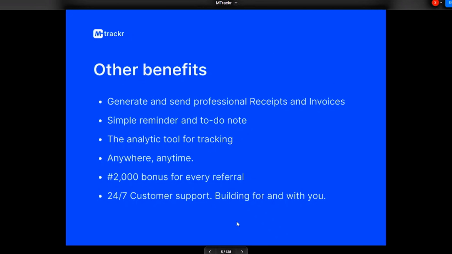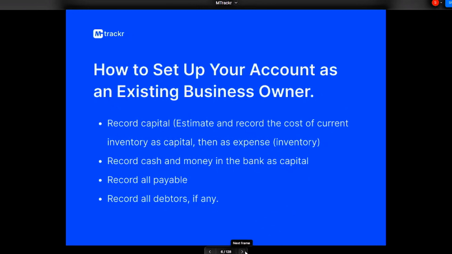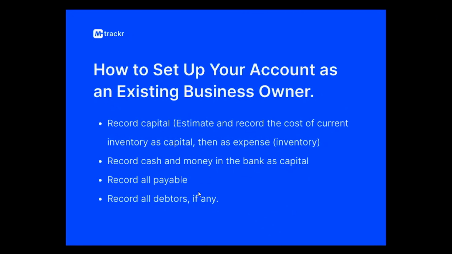So the first thing to do to set up your account as an existing business owner is to first record your capital. And of course, in that case, you've already started your business. So the way to record your capital with the Mtrackr app is to estimate and record the cost of your current inventory as capital, then as expense. Then you select inventory. I'm going to show you that now.